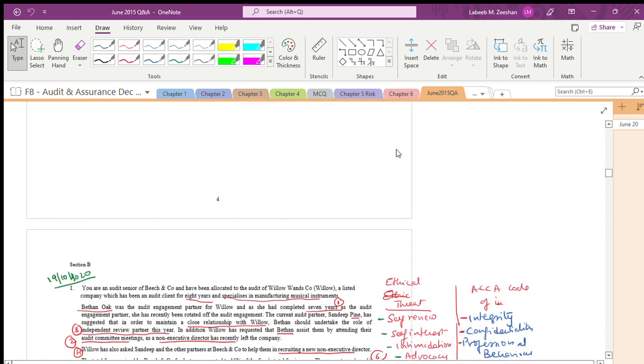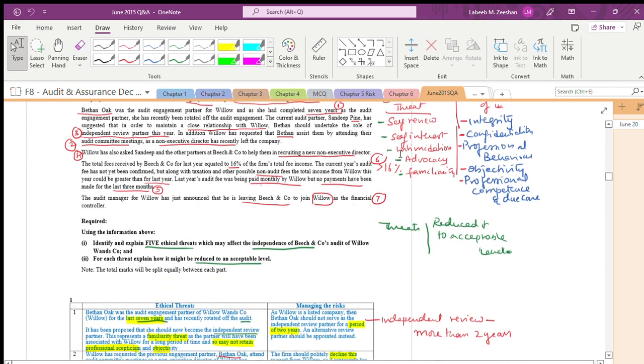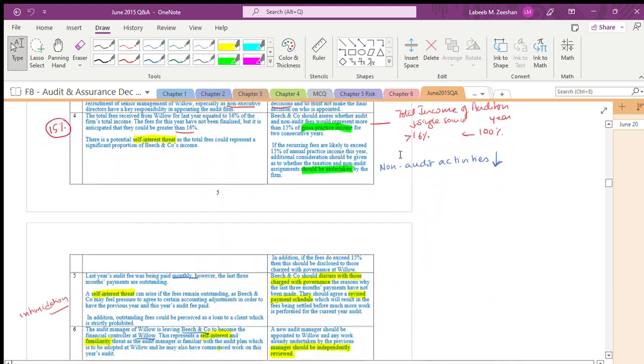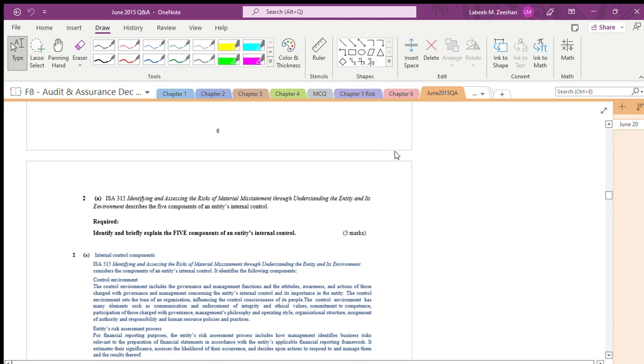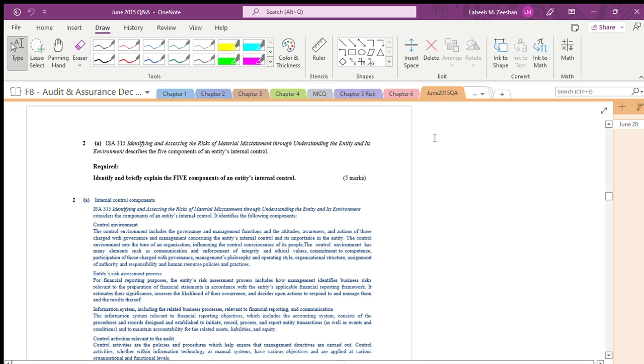We have done question number 1. We will do question number 2. Is it okay? Today is what date? Today is 5th of November.